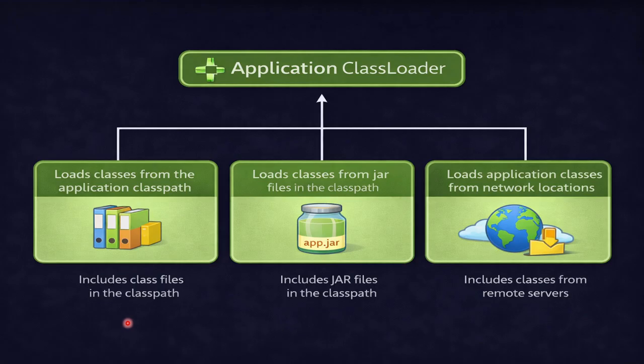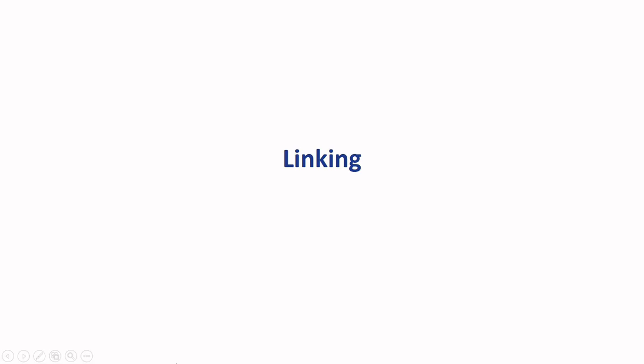This means it can load files from the folder of your computer or from any special jar file that you add to your project. It can even get the classes from the internet or the network if needed. For example, if you write a Java class called myprogram, this class loader will find and load it so your program can run. So now we have completed the loading part. Now let's move to the linking part.